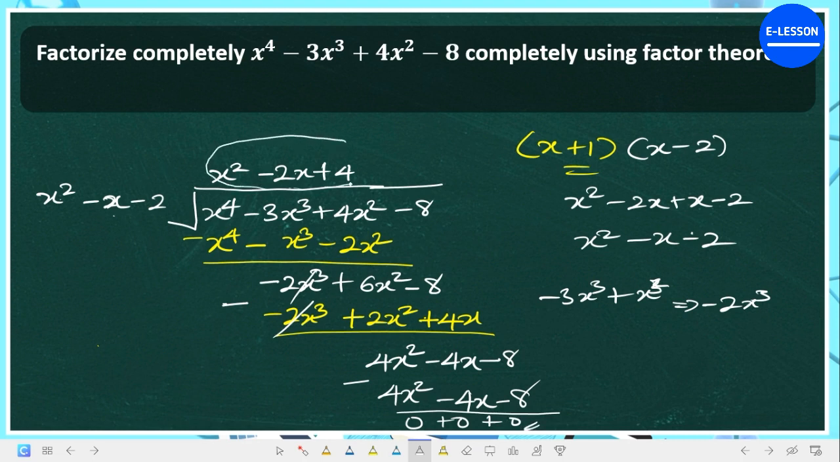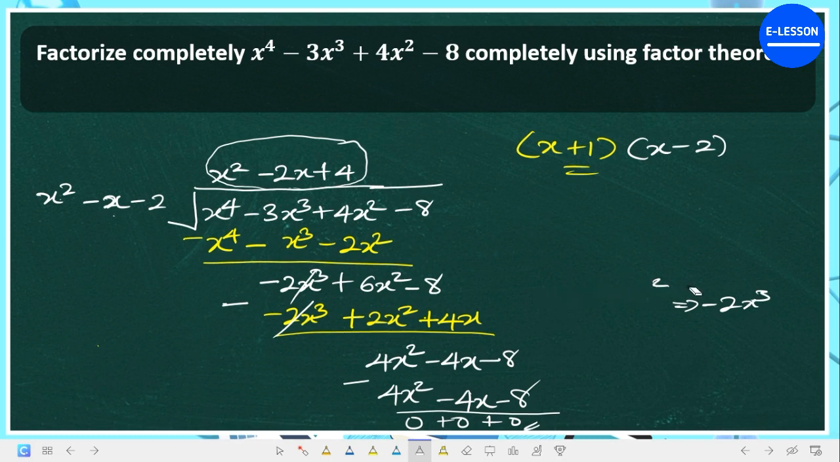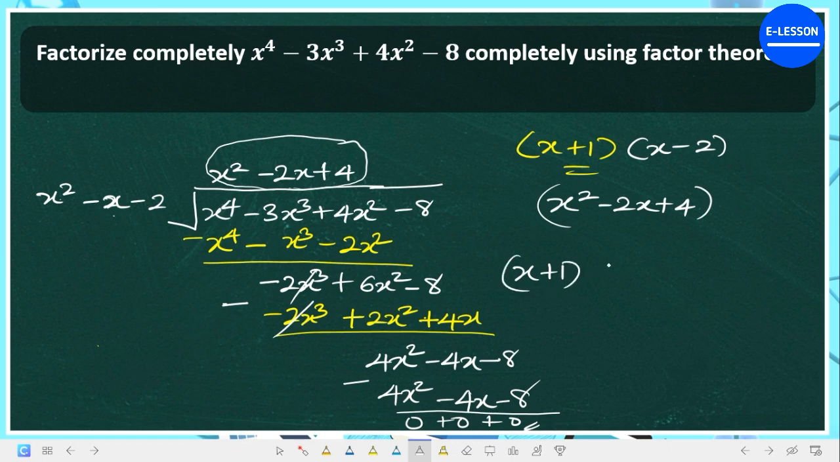So the next factor we have is what is on top here. Are we getting it now? So this will be our next factor. We already had 2 factors, and the last is what we have here. The next will be s squared minus 2s plus 4. Are we getting it now? So if we factorize this, the factors are s plus 1, s minus 2, s squared minus 2s plus 4.